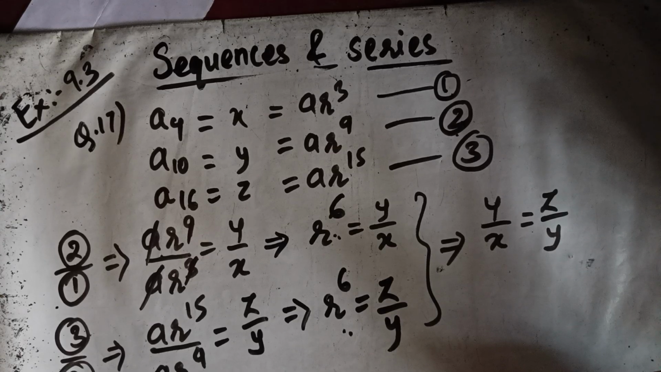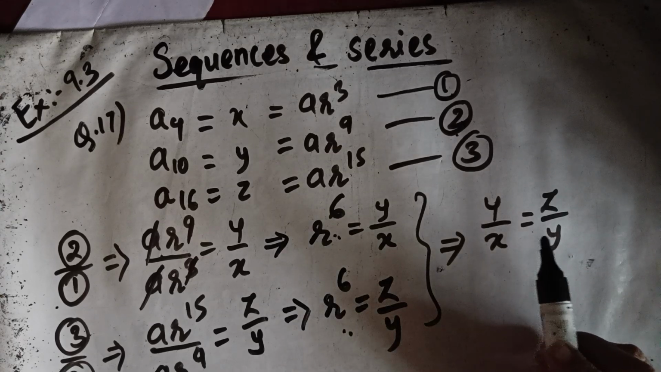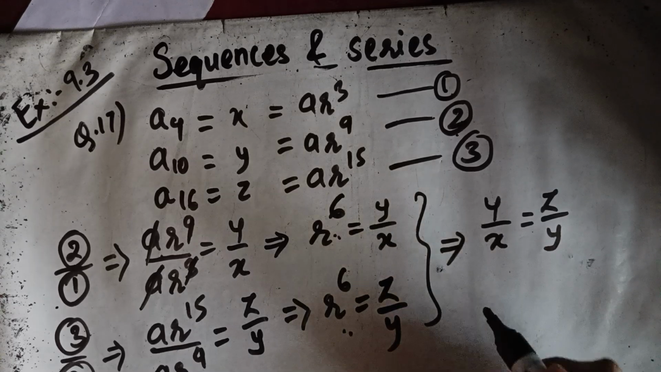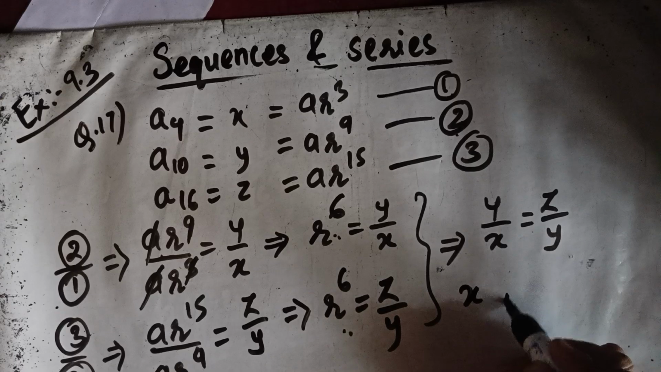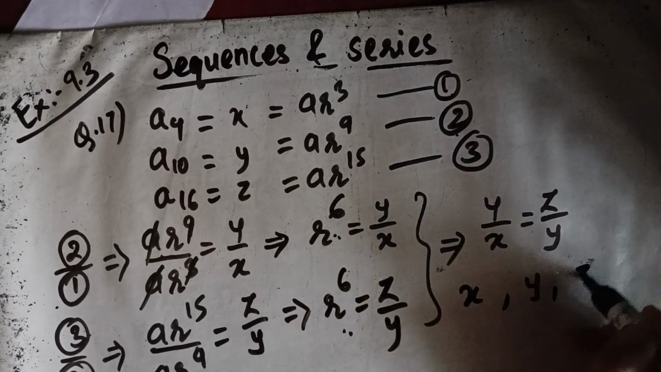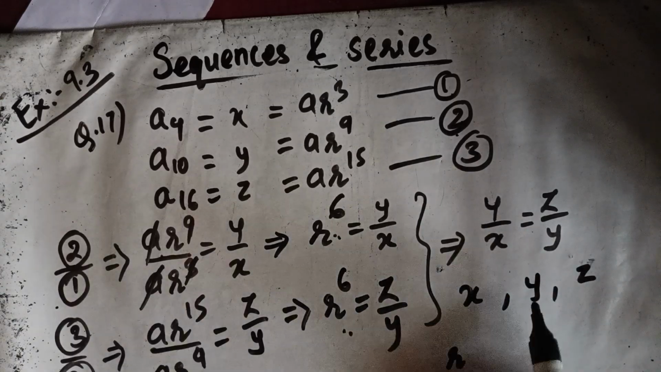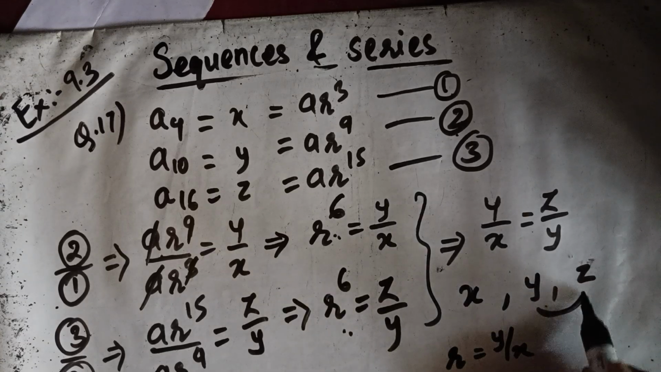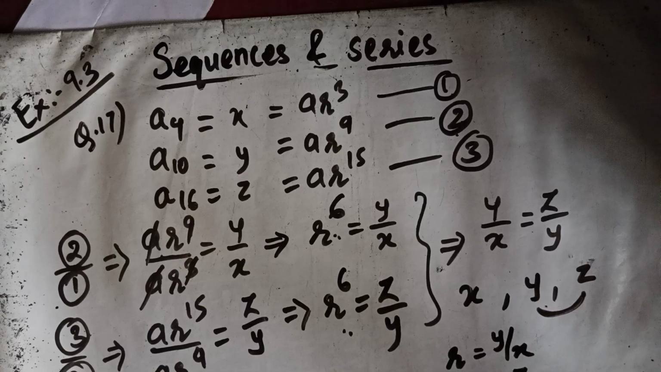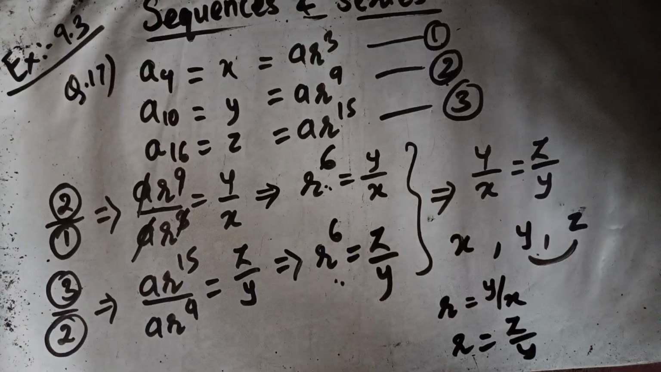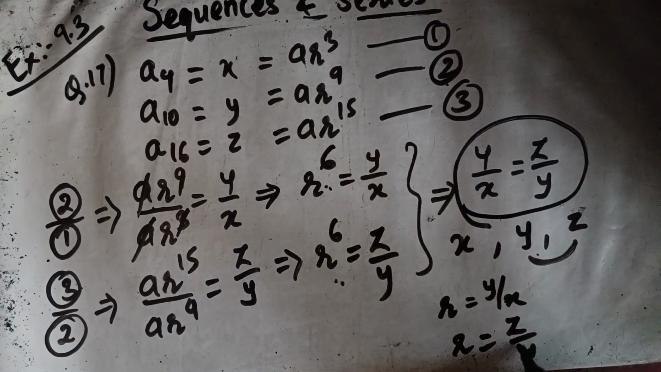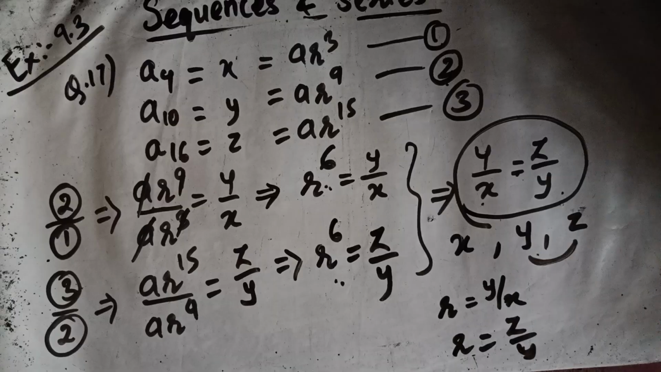So if you have terms in GP as x, y, and z, then their ratio should be y by x, and the other ratio is z by y, and the ratios should be equal. We have proved that the ratios are equal. Okay, so the terms are in GP.